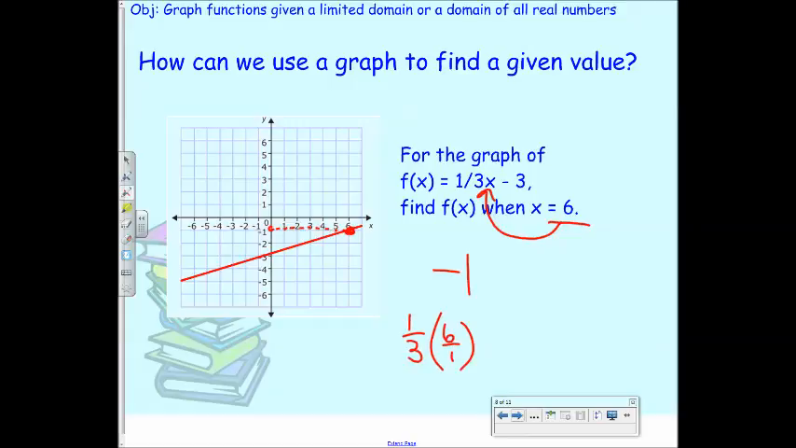What's 1 times 6? 6. What's 3 times 1? 3. What's 6 over 3? 2. What's 2 minus 3? -1. Okay, so if you plug it in, you'll get the same answer, but you can see it visually in this graph, so it might be a little bit simpler. So if you're a visual person, I think this tends to be easier. If not, and you want to stick with plugging it in, you can do that too.